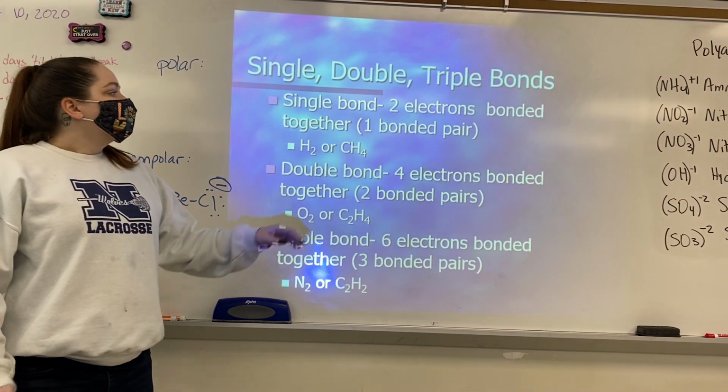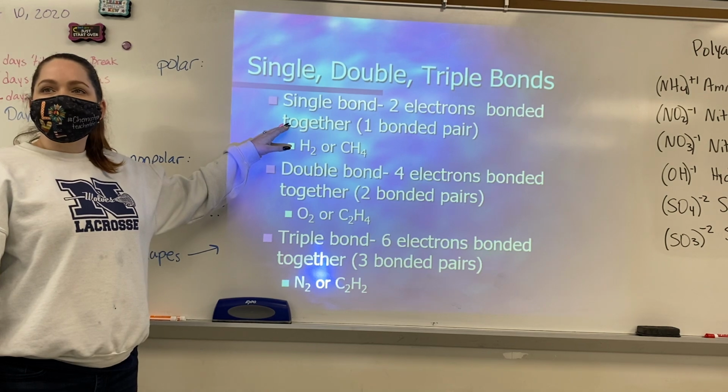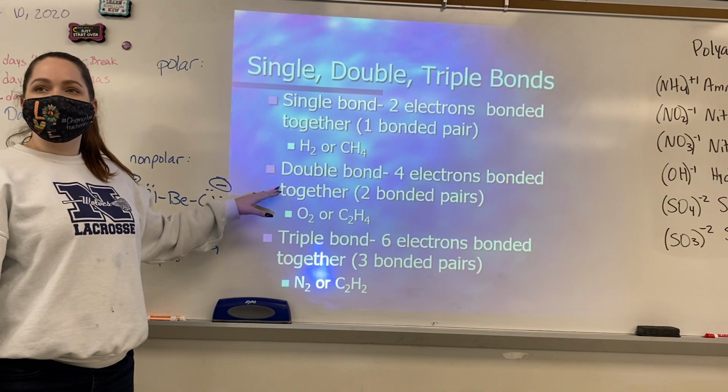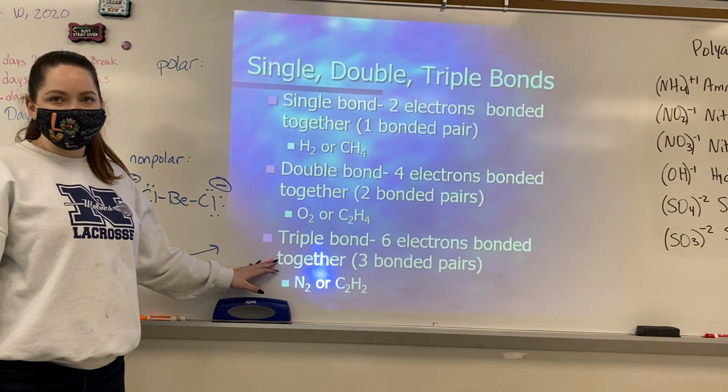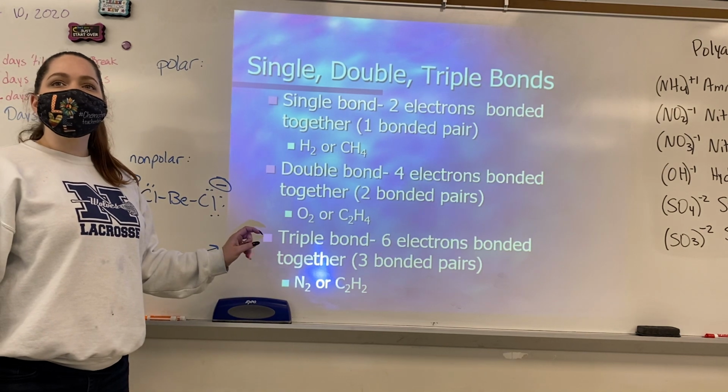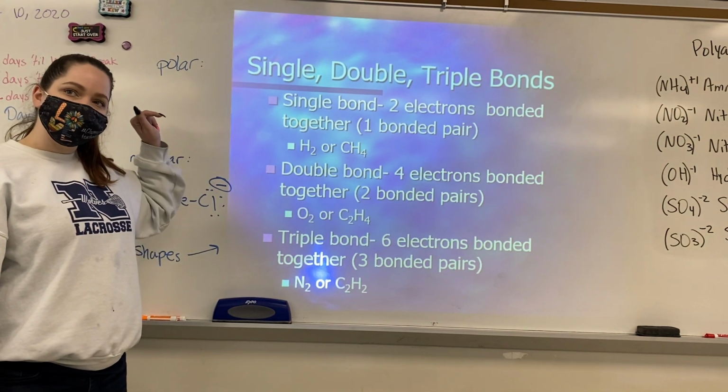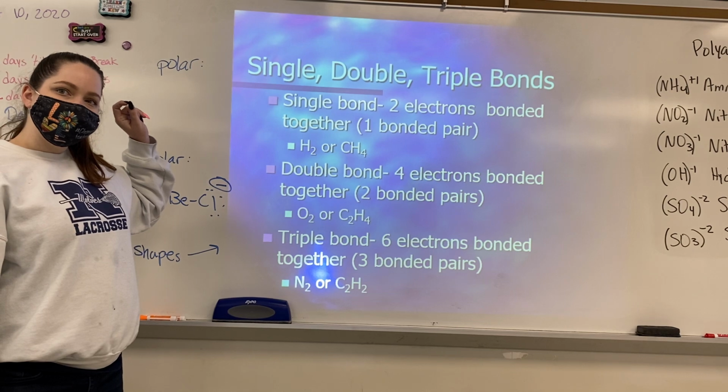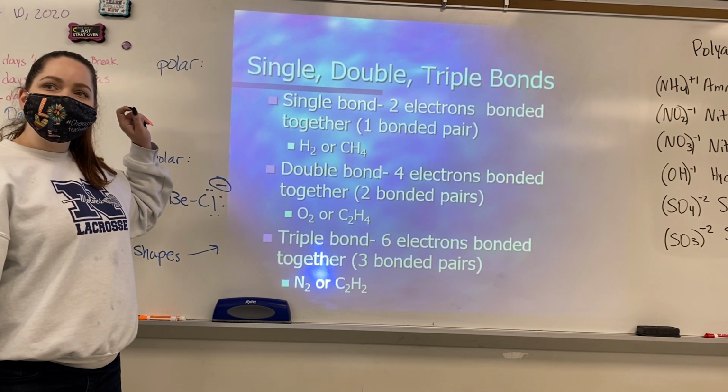Okay. So single bond is 2 electrons, double bond is 4 electrons, triple bond is 6 electrons. Okay? Who can tell me which one of these is the strongest?